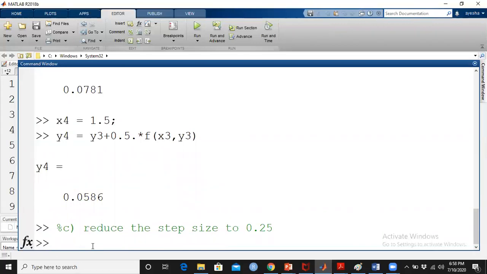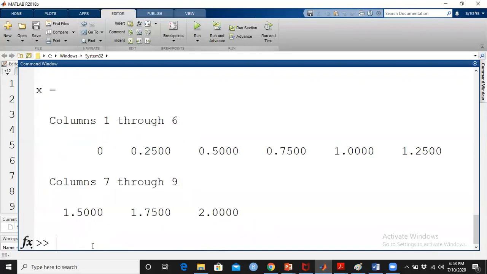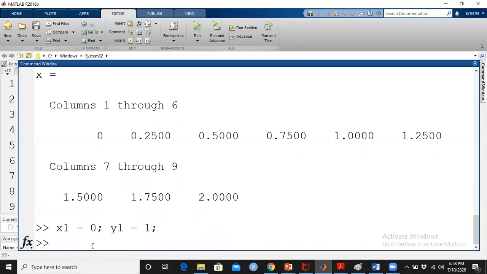Now x will change. So I have 0, 0.25, and 2 is the ending point. Now students, I have got 9 values. Lot of work, right? So now I will write the formula here. x1 is this time 0 and y1 is 1. This is the initial condition, which strictly shall remain the same.